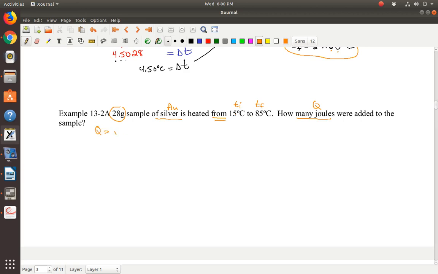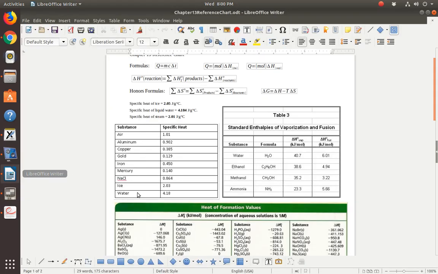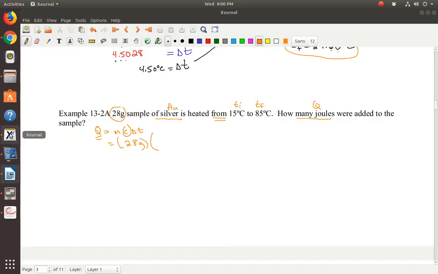Q equals MC delta T. I'm asking for Q this time. The mass of the silver is 28 grams. I have to now go look up the specific heat, the C of the silver. So let's go to our graph and see if it's on here. I have gold. I don't have silver, specific heat of silver. Let me go look that in a different spot real quick.